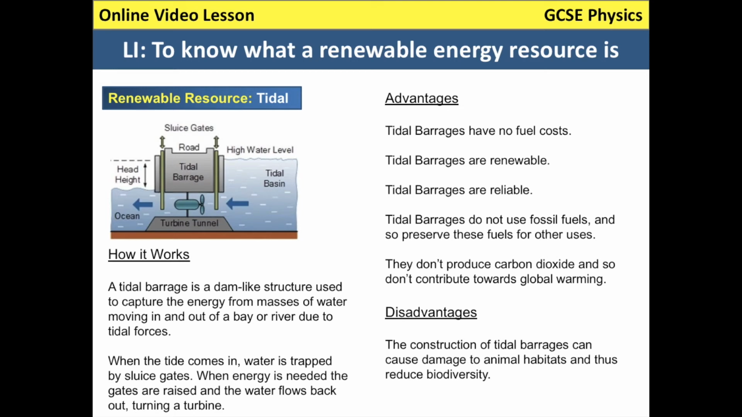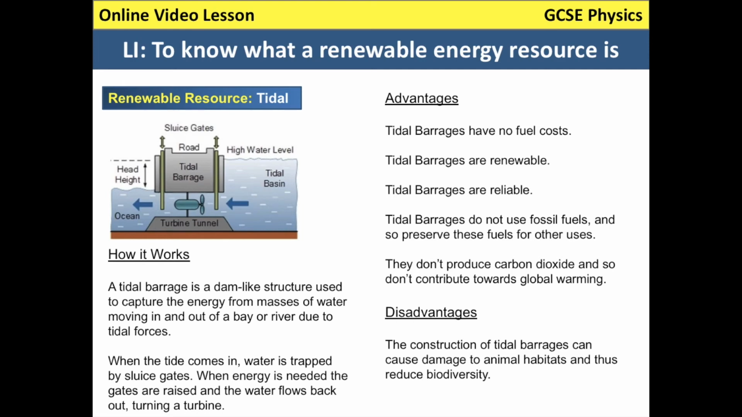So the tide will come in, meaning the water level will rise in the tidal basin. Those sluice gates then get lowered to trap the water for when we need electricity. When energy is needed, the sluice gates are raised and the water will then flow back out. When that flowing water goes out, that turns a turbine, and of course a turning turbine will spin a generator, and that will produce electricity.